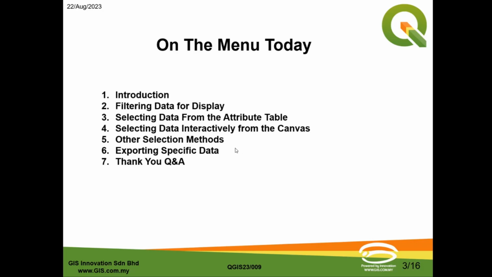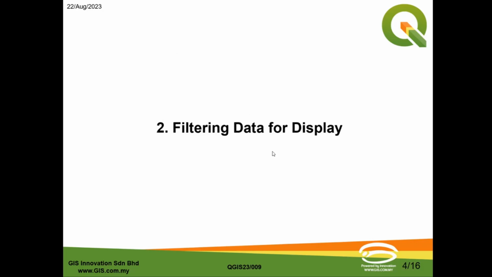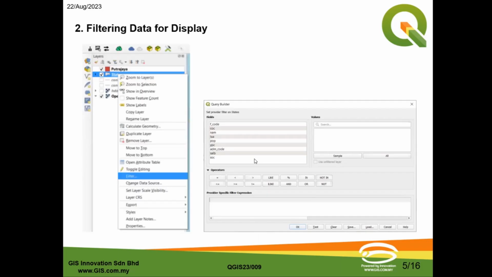Let's check our slides. Filtering data for display. So what's the purpose? When we have the layer list, I'm sure that you already know what the layer list is. When we right-click on the layers, we have an option called filter. When we click on filter, a query builder dialog window opens. From there, we'll be able to choose which field we want to base our filtering on.